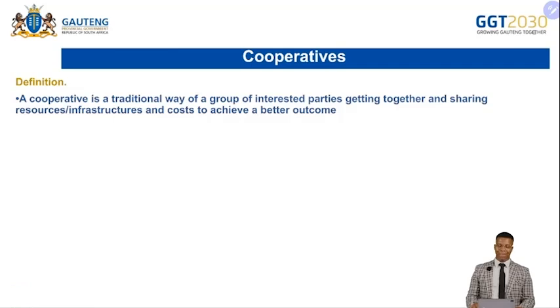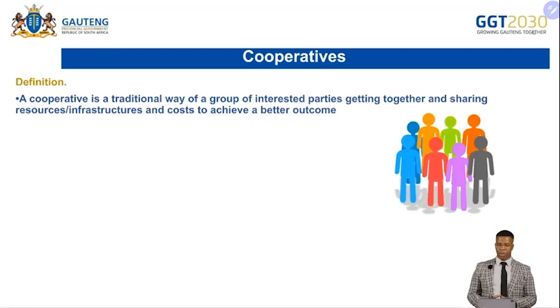A cooperative is a traditional way of a group of interested parties getting together and sharing resources or infrastructure and cost to achieve better outcomes. So this is basically individuals coming together and registering a particular cooperative, so that they achieve better outcomes together.